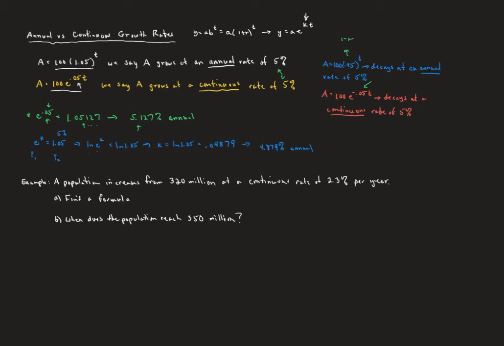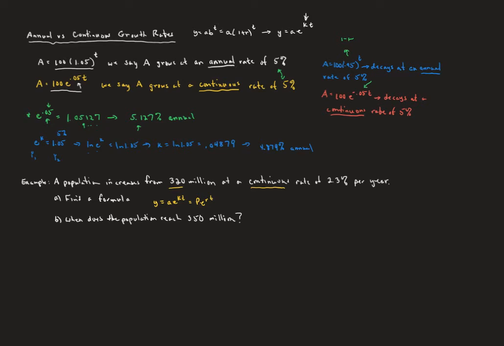Okay, looking at the white one, the population increases from 320 million at a continuous rate of 2.3% per year, and can we write a formula? Because it is continuous, we know this is going to be base Euler's number. Since we have an initial amount of 320, that is going to be our A. So we're thinking of this as A e to the kt, or if it's easier to remember, you can certainly think of it as Pert.